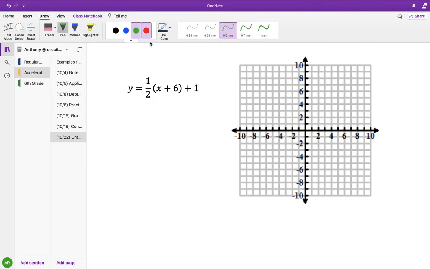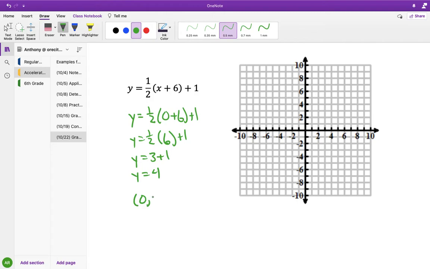So let me do this one in green. So this time I'm going to put a 0 in for x. So y equals one half times 0 plus 6, plus 1. So y equals half of 6 plus 1. Y equals 3 plus 1. Y equals 4. Okay, so once again, I know my first coordinate. It's 0, 4. Remember, I know it's x equals 0 because I am deciding that's the value I want it to be. So I'm going to go ahead and put that right there.